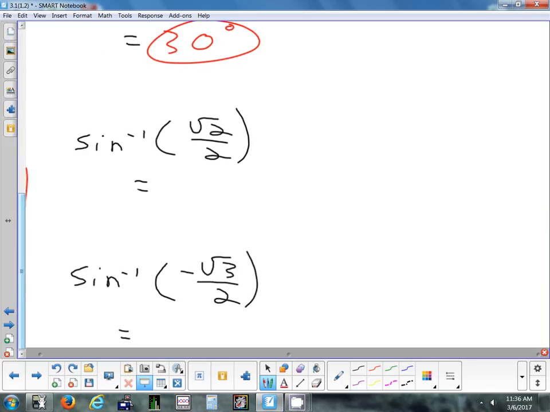Okay, try those 2 on your own. Inverse sine of √2/2, and inverse sine of -√3/2. Okay, remember what you have to be between. Is the bottom one negative? The bottom one is -√3/2. Yep.